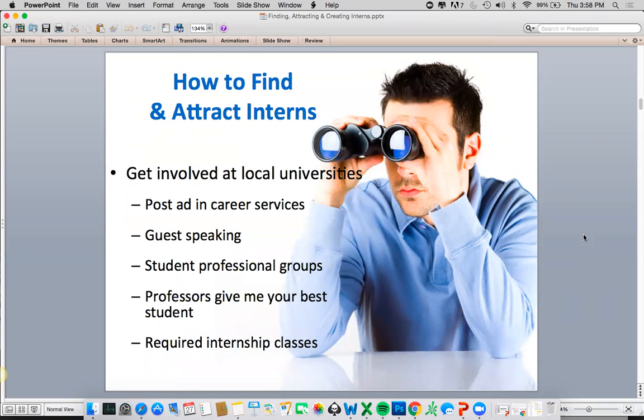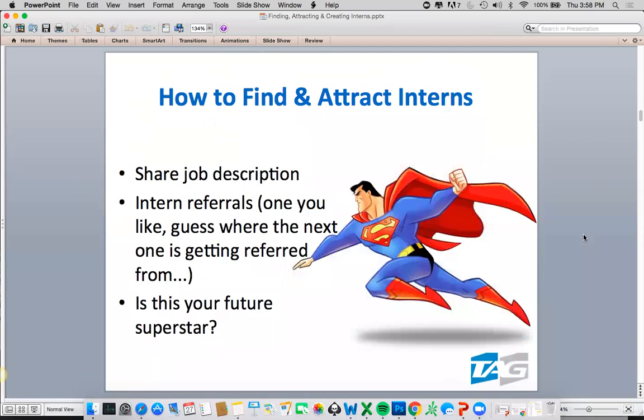You can start getting involved in student professional groups. You can ask professors to give you your best student. And a lot of students now, they have required internship classes where they get school credit. So you can actually, everybody can benefit from interns.